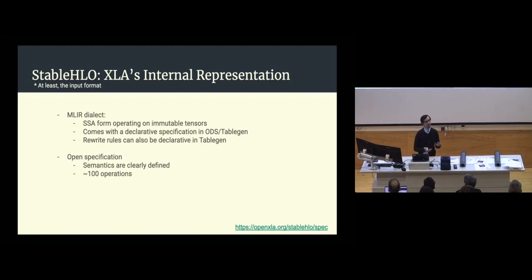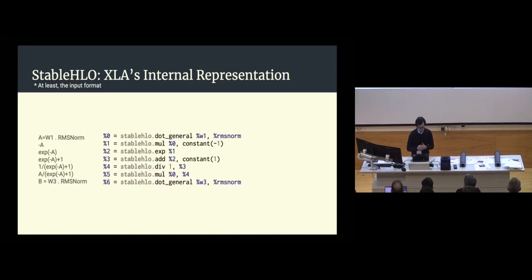So it is a static single assignment form operating on immutable tensors, also great for rewriting. It comes with a declarative specification in a format called TableGen. I, like anybody in the LLVM community, like to hate on TableGen. But a very good thing about it, it's declarative and it's really easy to parse and analyze. So if you want to parse a definition and produce something based on it, it's great. What's more, you can define rewrite patterns directly in that format. And that's what we work with.